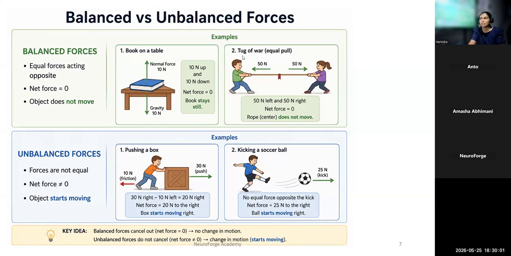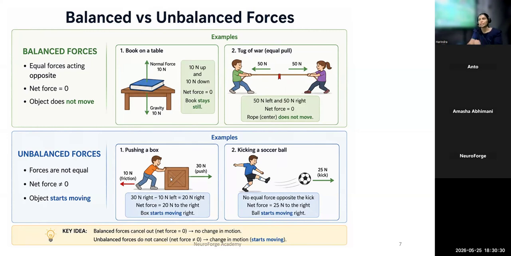What happens in a situation like a tug of war? This rope will not move to this side or this side. So it stays still. It does not move because this boy applied 50 Newton force and this girl also applied 50 Newton force. This is not moving. This stays still.